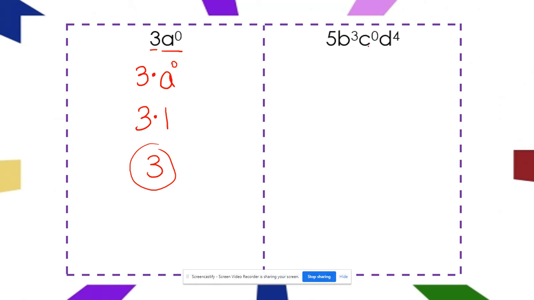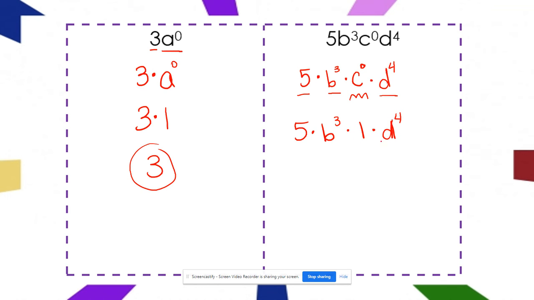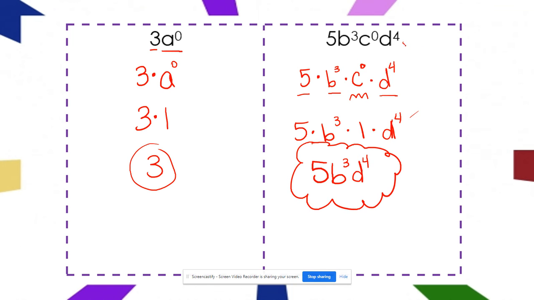Let's try this one. 5b to the third, c to the 0, d to the fourth. In this case, I have 5 times b to the third times c to the 0 times d to the fourth. Now, I can't do anything with 5, I can't do anything with b to the third, and I can't do anything with d to the fourth. But c to the 0 actually equals 1 because anything to the 0 power equals 1. So this is like me saying 5 times b to the third times 1 times d to the fourth. Well, I would combine my 5 and 1 because they're whole numbers, and I would do 5 times 1 to get 5. Then I would have b to the third, d to the fourth, because I can't do anything with those. And this would be my solution. And if you notice from the beginning, all we've done really is take away that c to the 0.